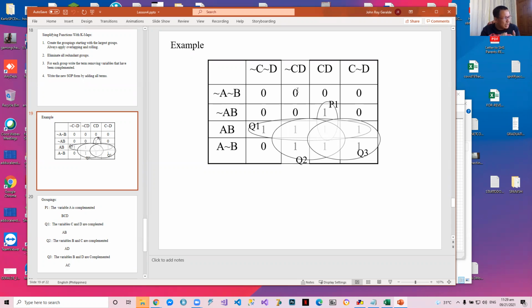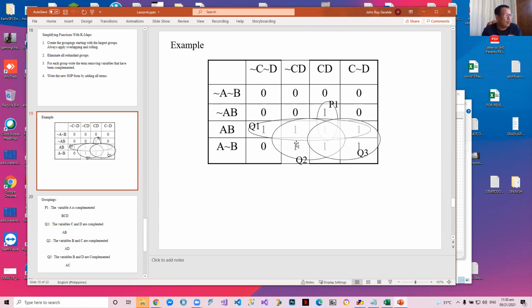If you take a quad, you can remove 2 variables. So that's why when we make groups, we start with the bigger groups, because you can make simpler expressions because you can remove more variables. So here you will remove CD. So for Q1 we only have AB.